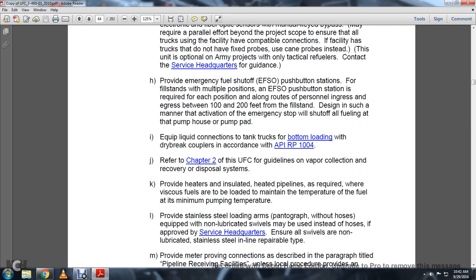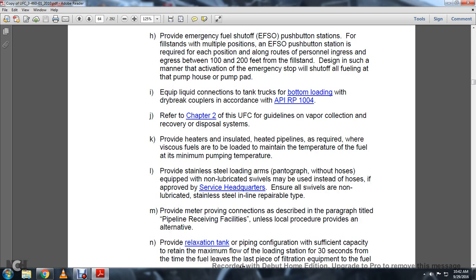H. Provide emergency fuel shut-off button stations for the fill stand with multiple positions. The emergency fuel shut-off button station is required for each position along the routes of personal ingress and egress between 100 and 200 feet of the fill stand, designed in such a manner that the activation of the emergency stop will shut off the fueling at the pump house or the pump pad.